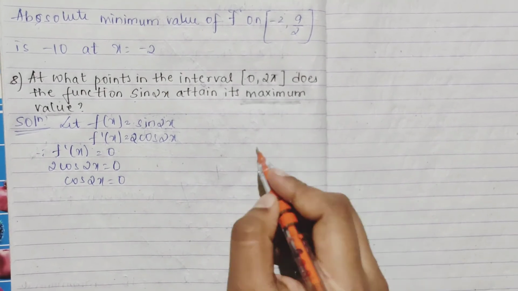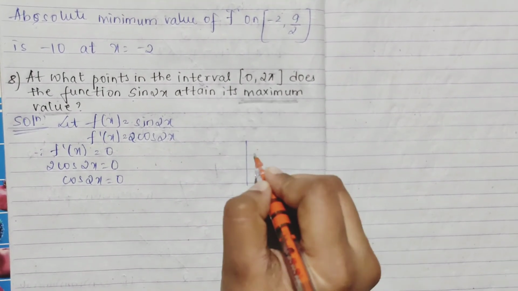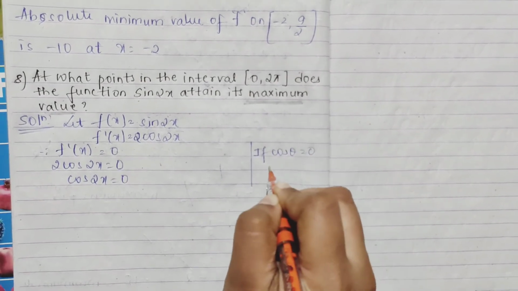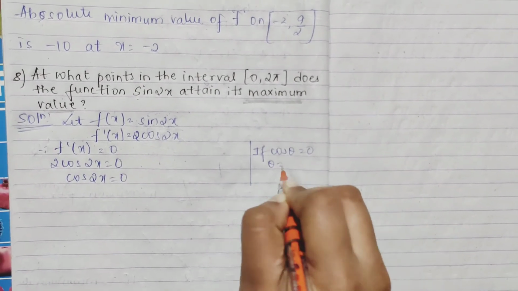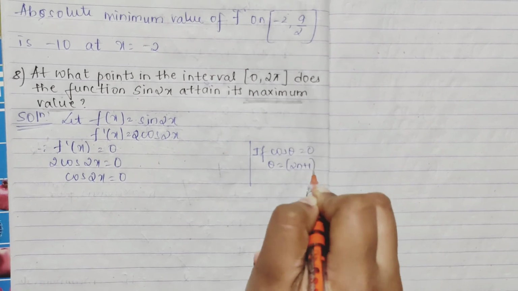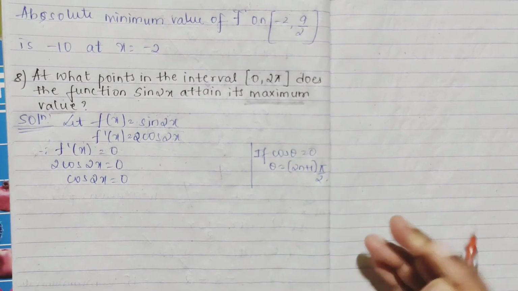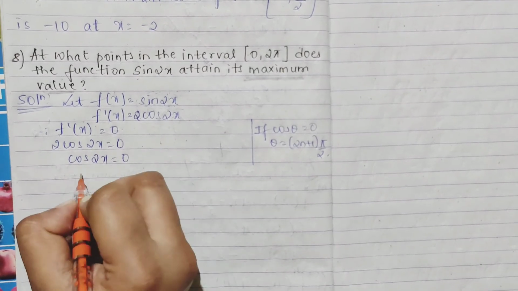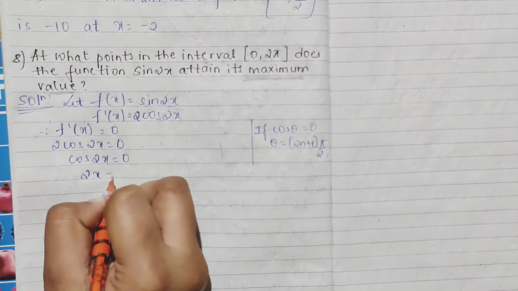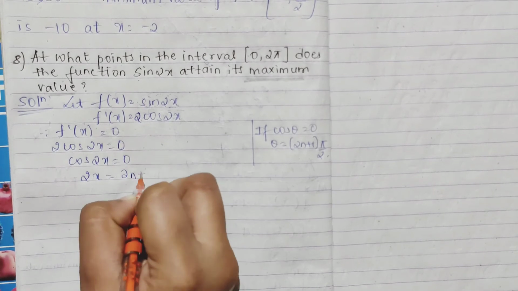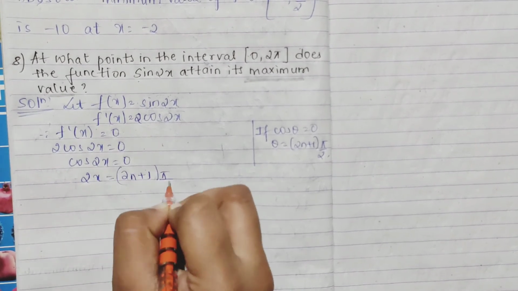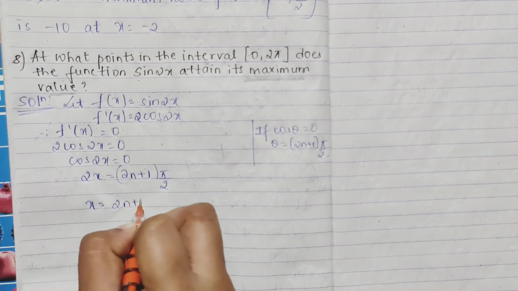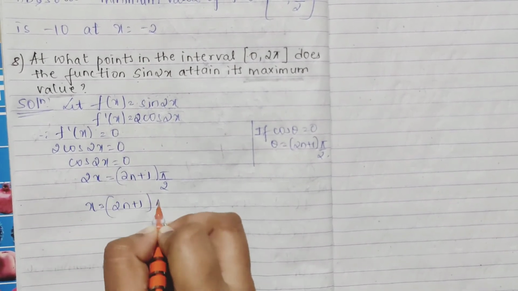So you have already studied principal value and general value. If cos theta is equal to 0, then what will it be? Theta is equal to (2n plus 1) into pi by 2. You have studied this, right? General solution, principal solution. So here cos 2x is equal to 0, which means your 2x is equal to (2n plus 1) pi by 2. You want x, so it will be (2n plus 1), 2 goes here, it becomes pi by 4.